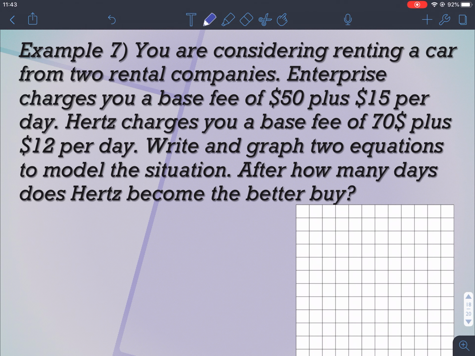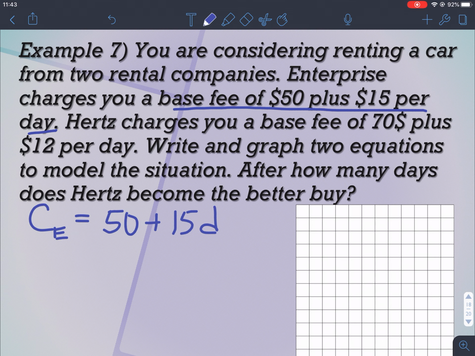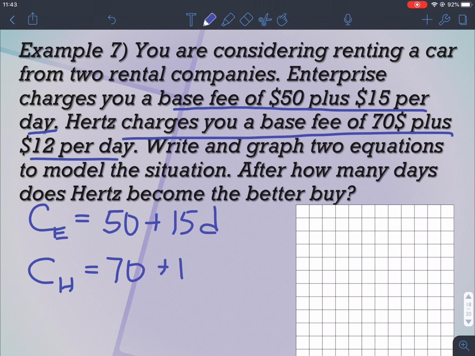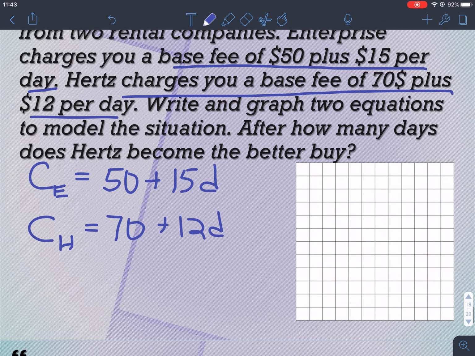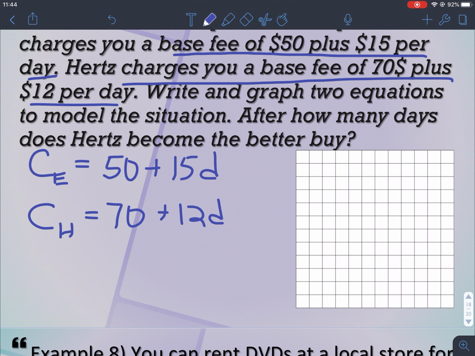Okay, example. Suppose you are considering renting a car from 2 rental companies. Enterprise charges you a base fee of $50 plus $15 per day. So we'll write the cost of Enterprise, that's a little subscript, is $50 plus $15 per day. The cost of Hertz is $70 plus $12 per day. So I already wrote 2 equations to model the situation.